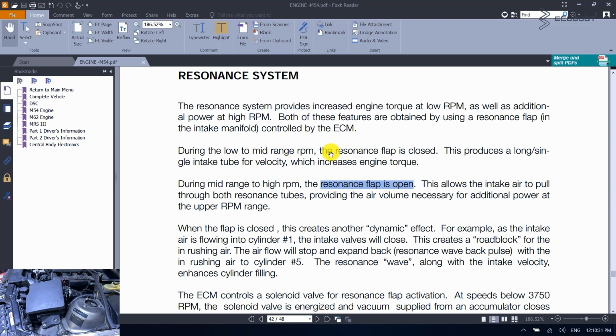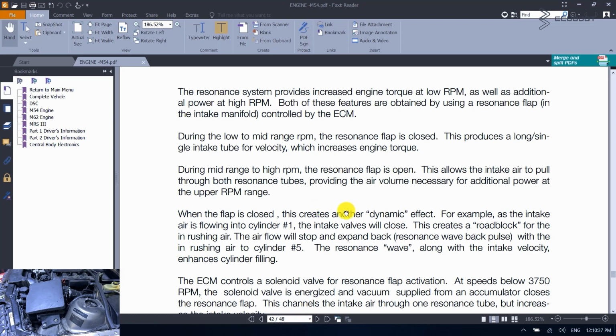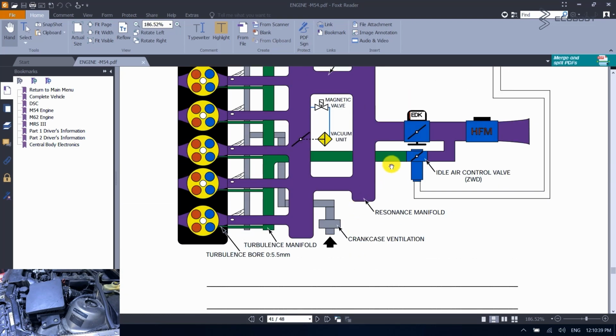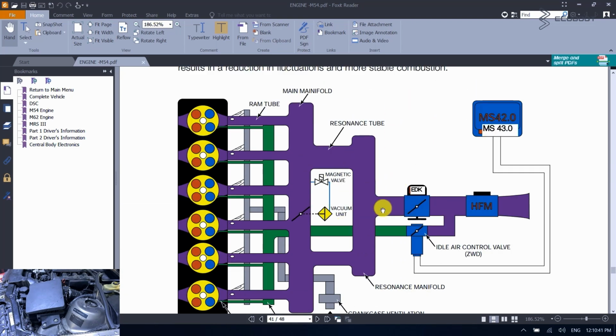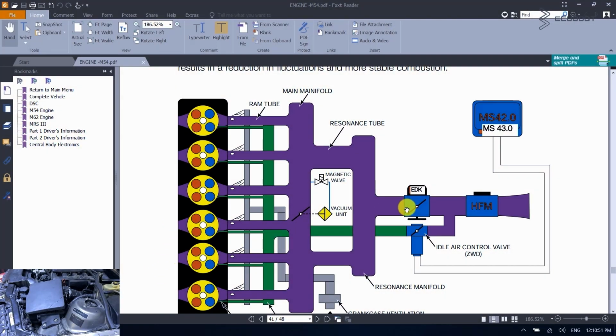During mid-range to high RPM, the resonance flap is opened. This allows the intake air to pull through both resonance tubes, providing the air volume necessary for additional power. This is how this system works mechanically. You will have to go ahead and check this system when you know that the mass airflow sensor is still working. Or in my workshop, I use a smoke generating machine for quick diagnosis.